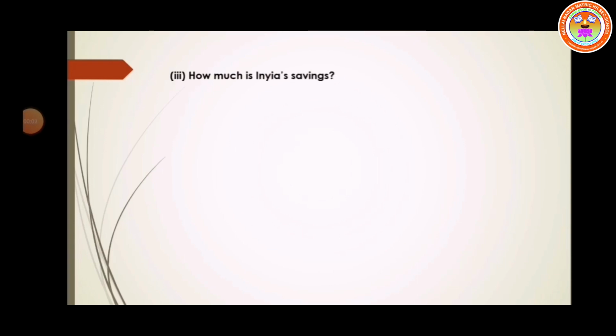Third question, how much is Inia saving? Inia has 3 piggy banks. So 1 piggy bank represents 100 rupees, right? Inia's saving is equal to 3 into 100. The answer is rupees 300.